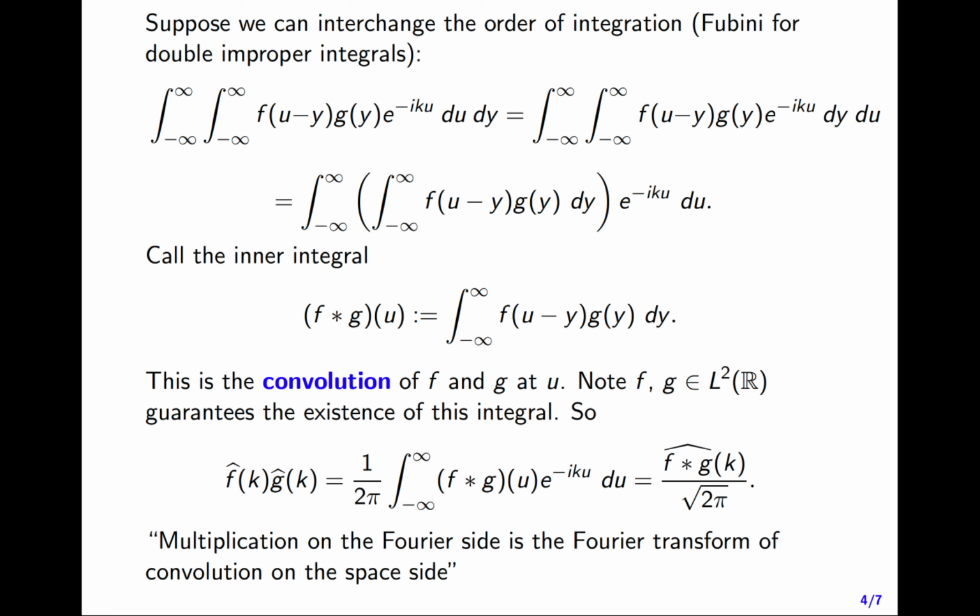So what does this say in words? Multiplication on the Fourier side, f hat of k times g hat of k, is the Fourier transform of convolution on the so-called space side, up to a factor of root 2 pi. So if I want to take the product of two Fourier transforms, that's the same as doing the Fourier transform of a convolution.